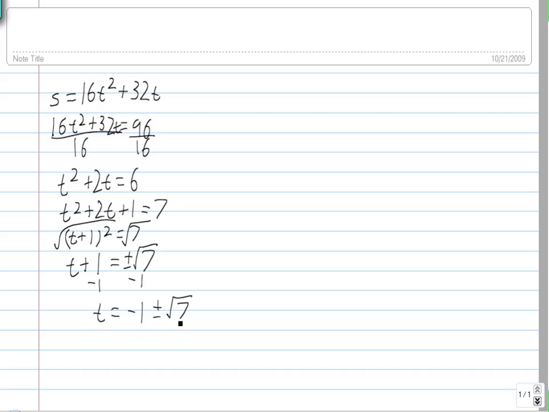So we should put both of these answers into our calculator. Negative 1 minus the square root of 7 gives us something around negative 3.6. And the other answer, negative 1 plus the square root of 7, gives us something around 1.6. Now, since we're dealing in real units, you can't have a negative time, so we remove this answer, and we're left with 1.6. And that's our answer.